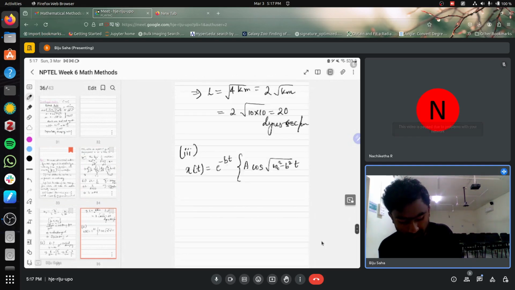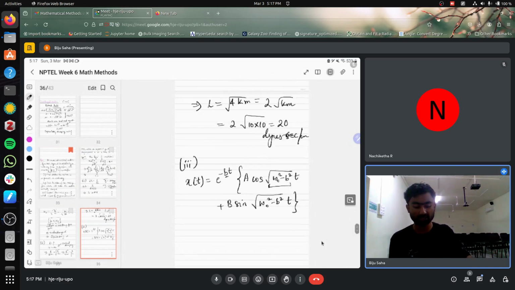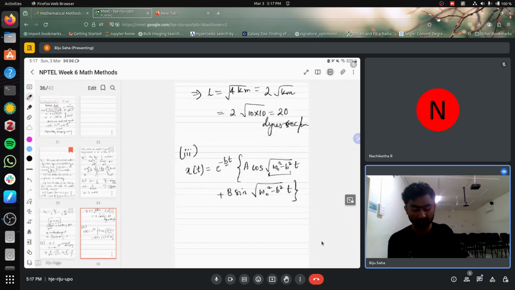This we have solved earlier. How did we arrive at this? We arrived at it by solving the auxiliary equation and getting the roots. This was the real part, and this was the imaginary part. So this is how the general solution looks. But we are given some initial conditions, as I was saying earlier, using which we can get A and B easily.